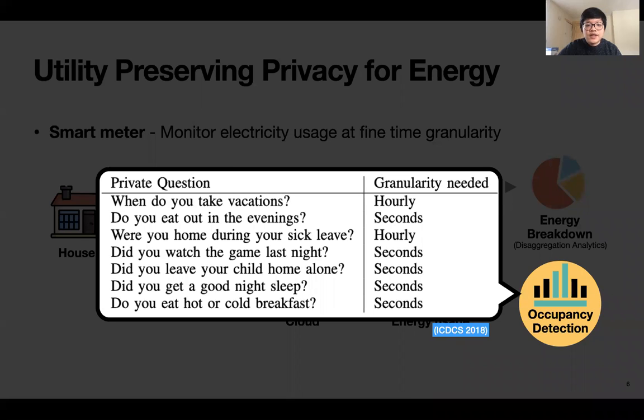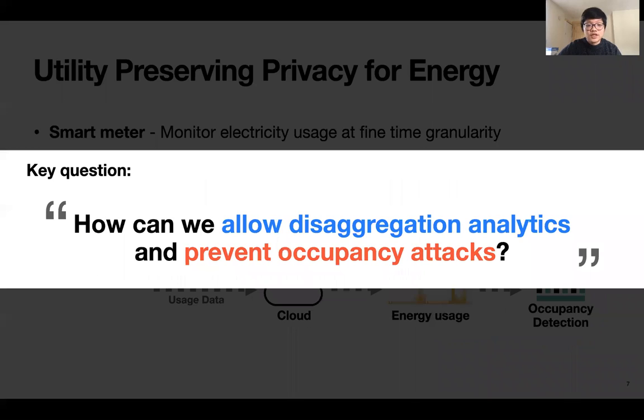In fact, many sensitive information can be inferred from occupancy detection. Prior paper has shown that learning occupancy can cause a lot of privacy leakage. For example, it can tell when do you take vacation, do you eat out in the evening, were you at home during your sick leave, and many more. And these are private information that we may not want others to know. So the key question here is, how can we allow this aggregation, analytics, and at the same time, prevent occupancy attacks?